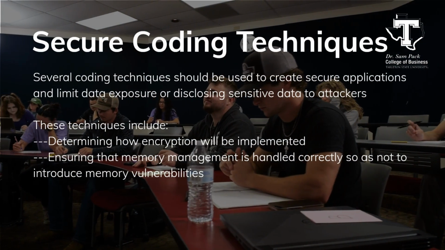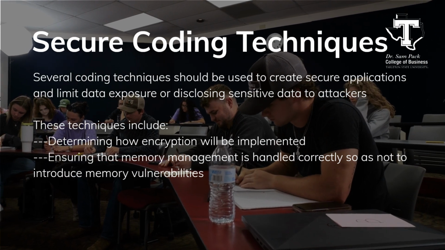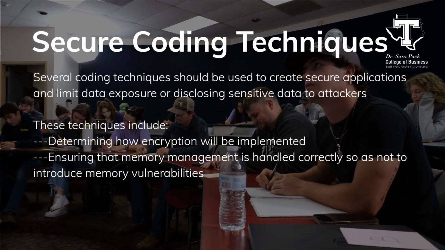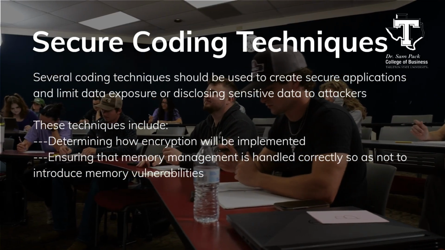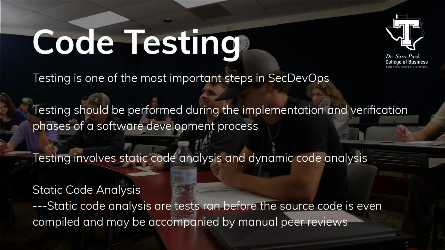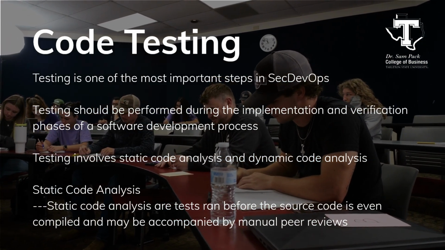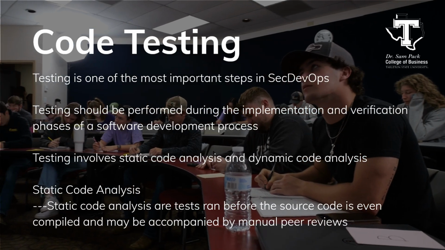Secure coding techniques are essential to protect applications from attacks. These include proper encryption implementation and memory management to avoid vulnerabilities. Code testing helps identify and fix potential security issues before deployment. Testing is one of the most important steps in ensuring secure and reliable software. It should be carried out during both the implementation and verification phases of the development process.